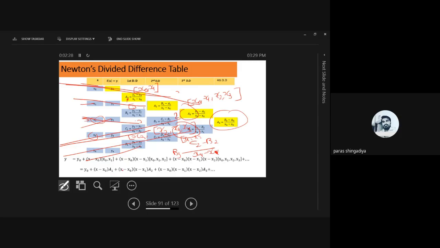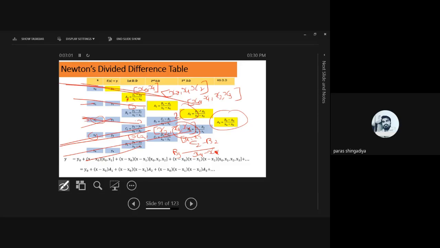Clear? Then for the next term, add one more bracket and write a difference. So x minus x0, x minus x1, and then the difference of x0, x1, x2. And what is the value of x0, x1, x2? That is A2. Clear? A2 is known as x0, x1, and x2. Then again one more term: x minus x0, x minus x1, x minus x2, and the answer of A3, that is x0, x1, x2, x3.